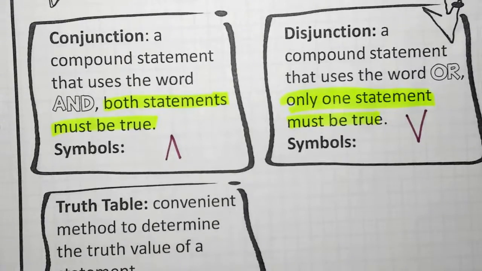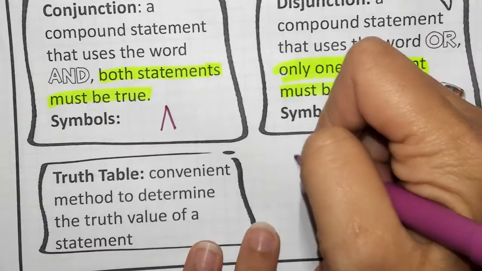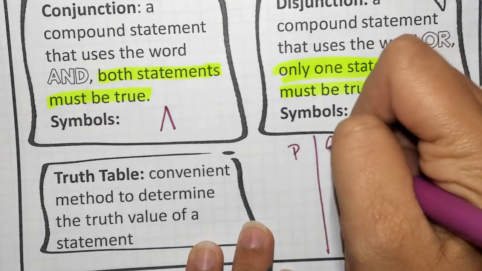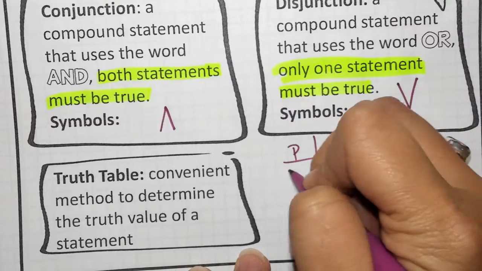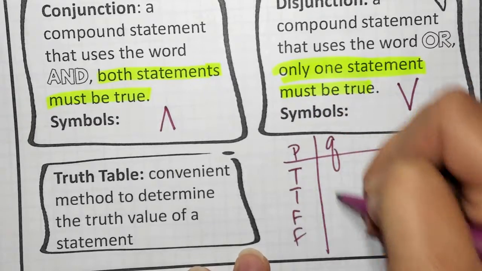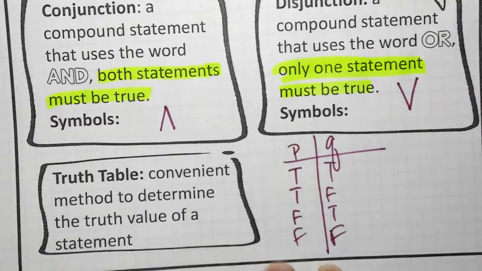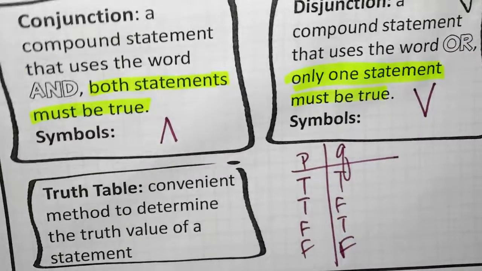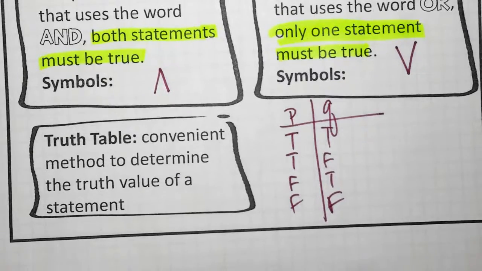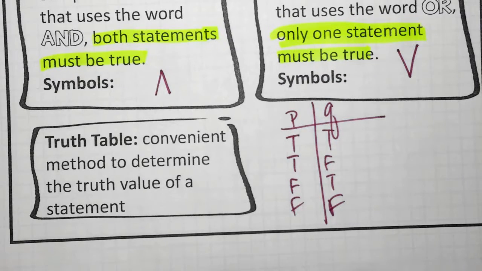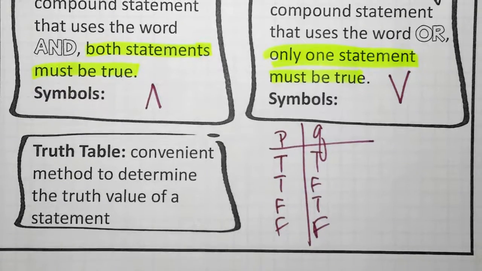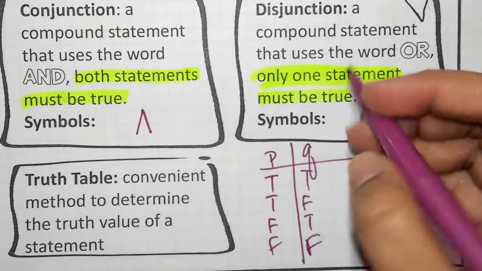Truth tables will always start off like this. You have P, you have Q. True, true, false, false. True, false, true, false. It is a convenient method to determine the truth value of a statement. And it'll say for you to look at a compound statement that's a conjunction, or a disjunction.